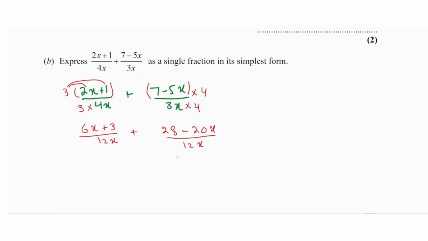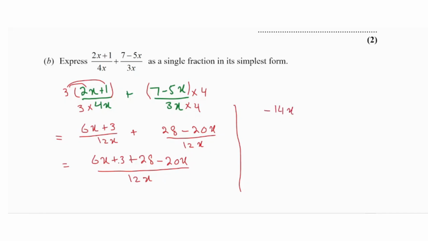Okay, so we have the common denominator, so we're going to add the terms now. 6x plus 3 plus 28 minus 20x over 12x. Okay, now we're going to add the like terms. 6x minus 20x, what will we get? Minus 14x. Then we have 3 plus 28, we will get 31 over 12x.